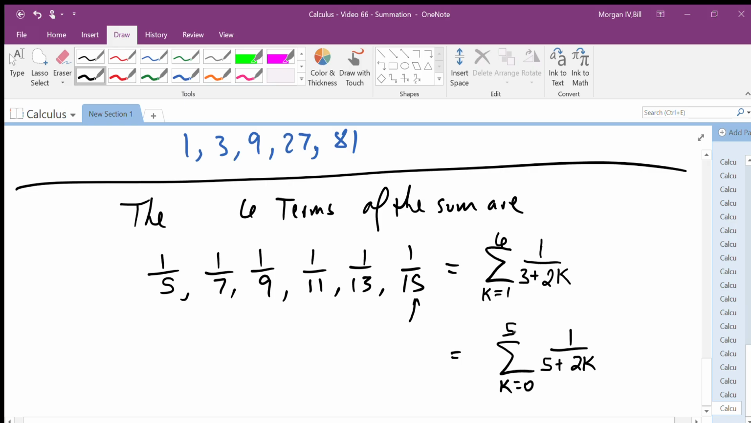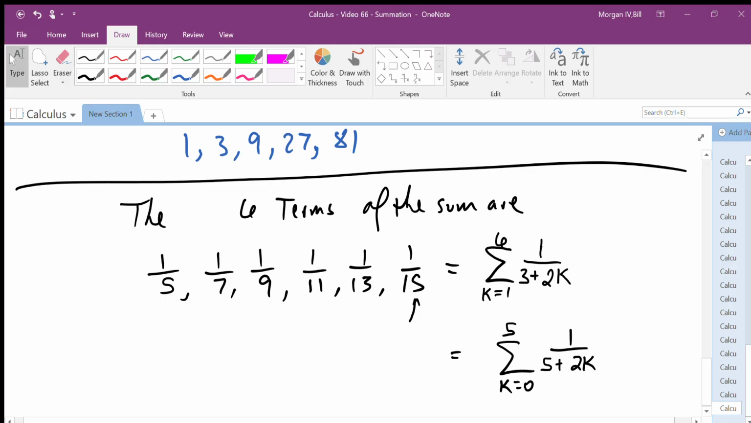Right? If k is 5, 2 times 5 is 10, plus 5 is 15. That gives me my ending term. So these, although they're different, really represent the same 6 terms. I can go the sum from k equals 1 to 6 of 1 over 3 plus 2k, or I can go sum k equals 0 to 5 of 1 over 5 plus 2k. They really are the same.